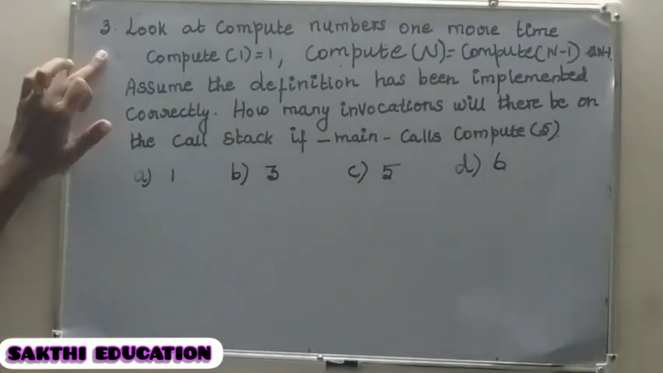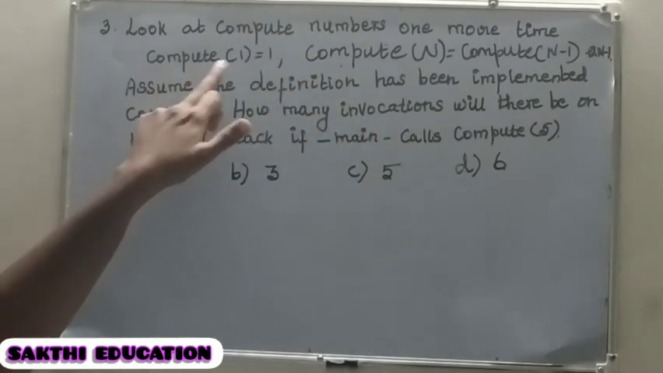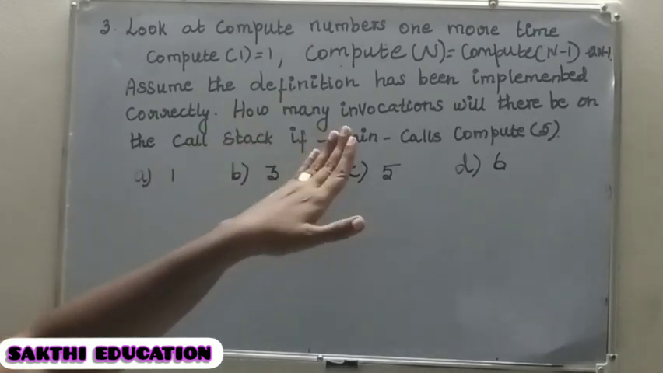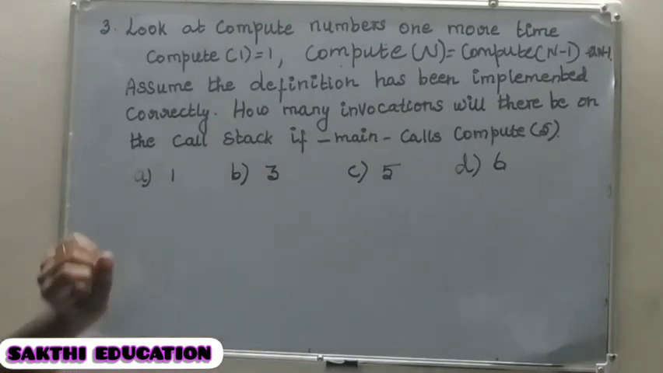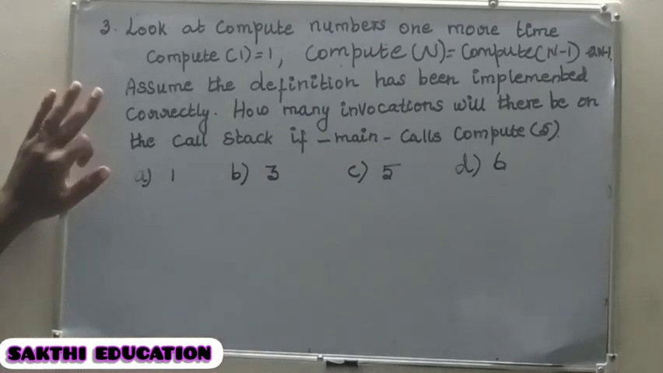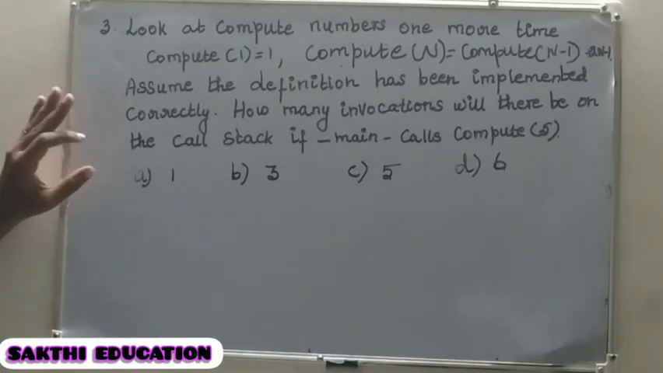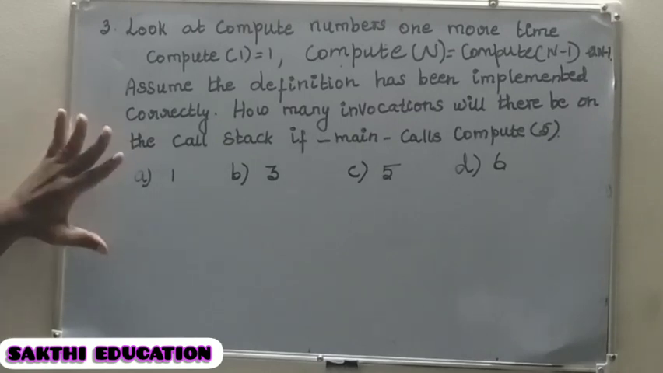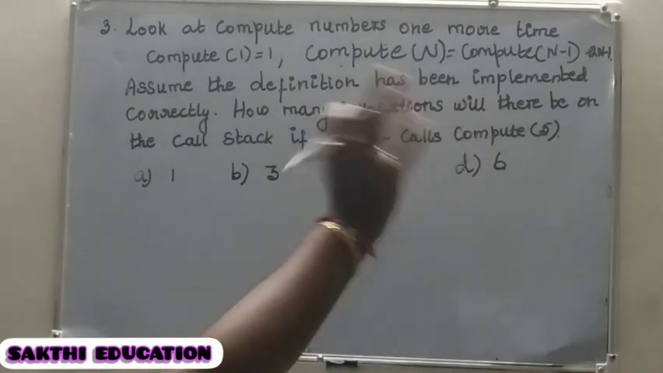Third question. Look at compute numbers one more time. Compute of 1 equal to 1. Compute of n equal to compute of n minus 1 plus 2n minus 1. Assume the definition has been implemented correctly. How many invocations will there be on the call stack if main calls compute of 5? Okay, they have given 4 options. We have to find out how many invocations for compute of 5.